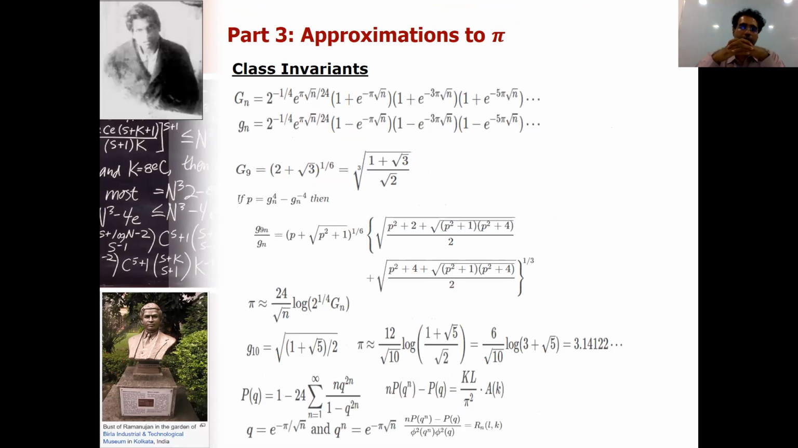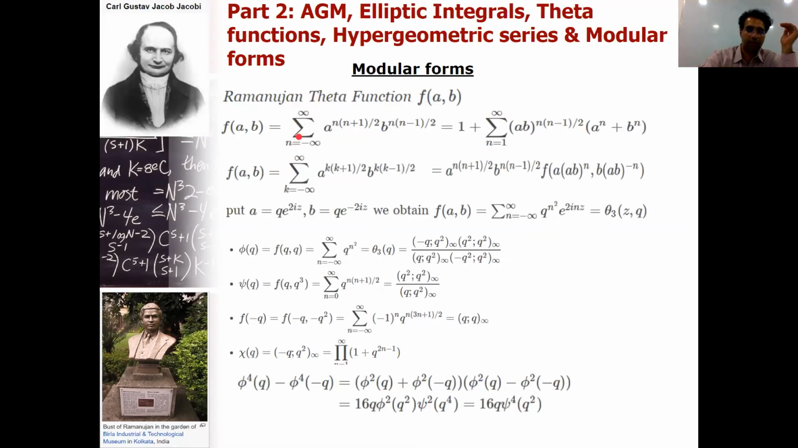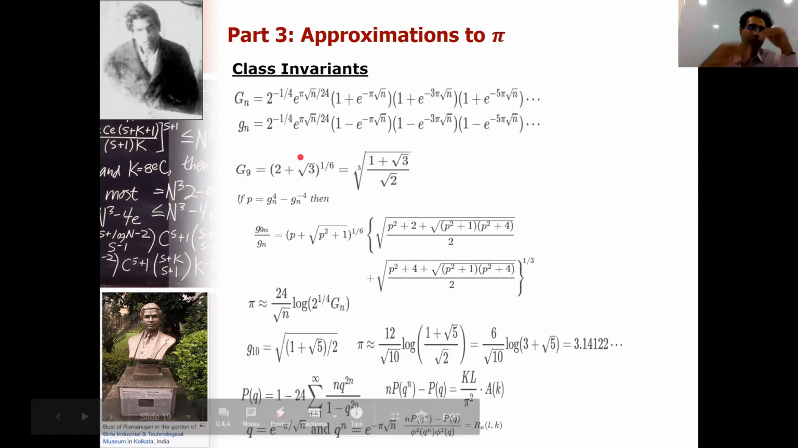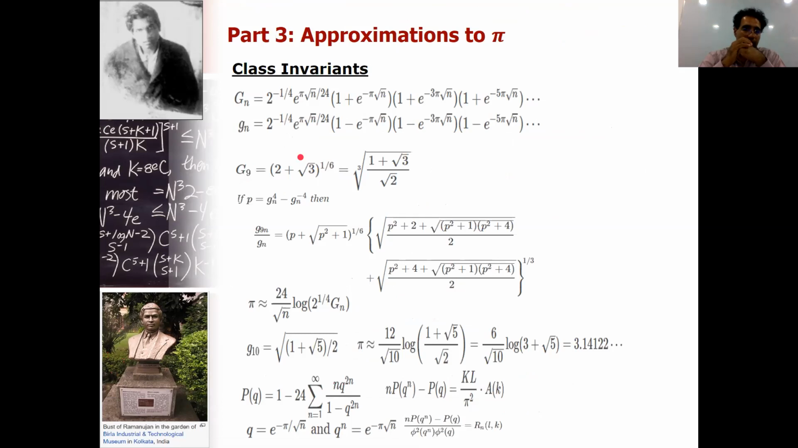So what this class invariant is, as expressed here, is capital G and small g. Once you solve the equations, the modular forms, the equations that are formed here, you end up with this quantity called Gn and gn. So instead of solving for the individual modulus small k or the capital elliptic integral K, he found that those variables are related to some of the variables that are actually not changing.